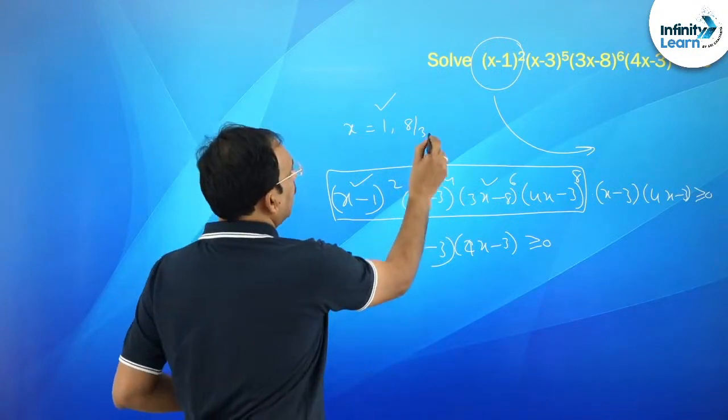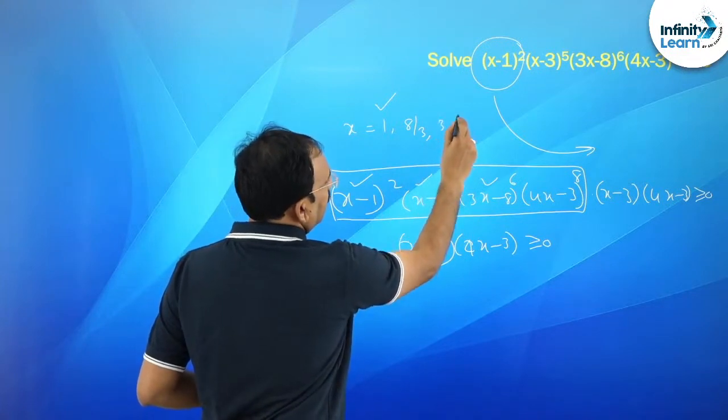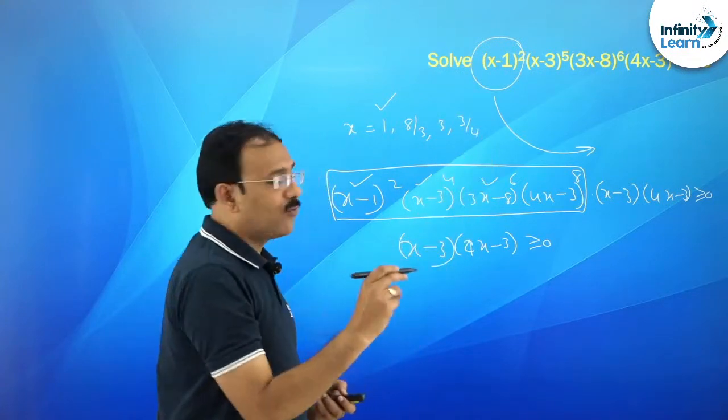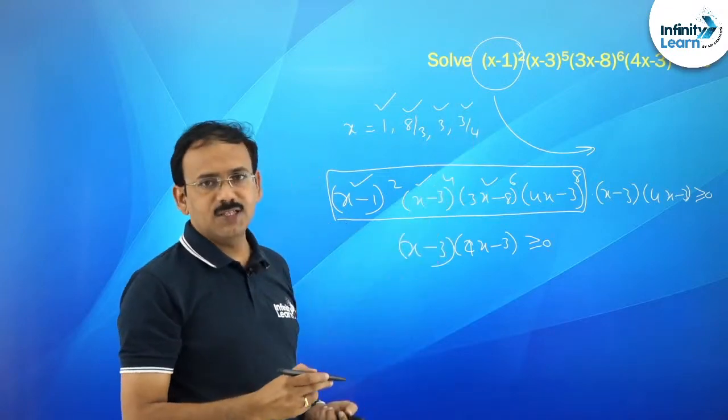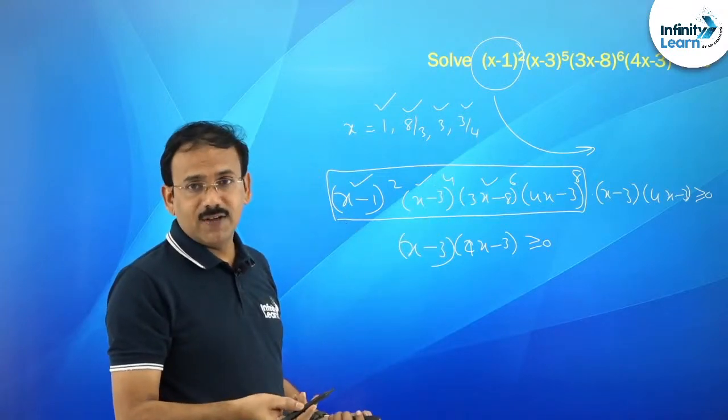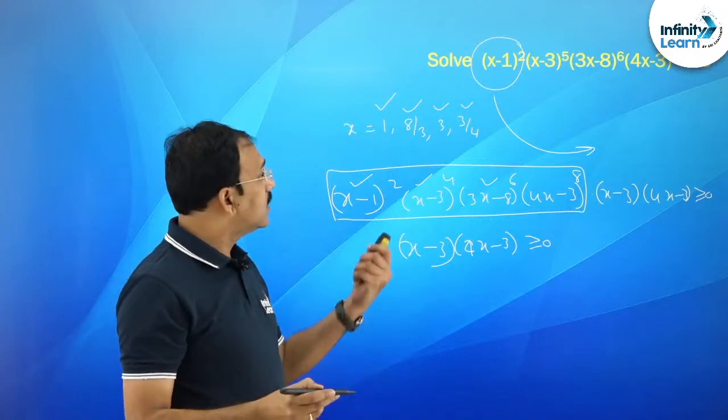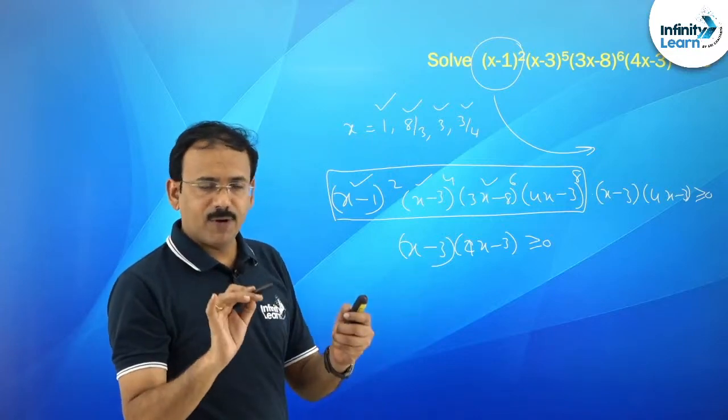Fine. 1, 8 by 3 and 3, in fact 3 by 4. These 4 must be present in the final solution. Do remember, because equality is given. If equality is not given, just greater than 0 is given, these numbers should not be there. That is one important caution.